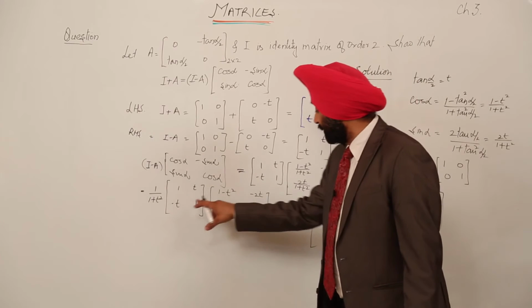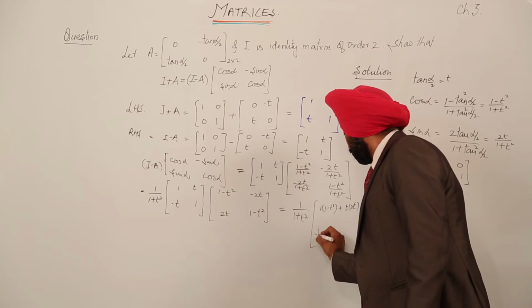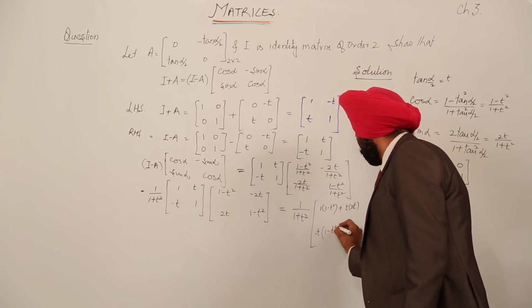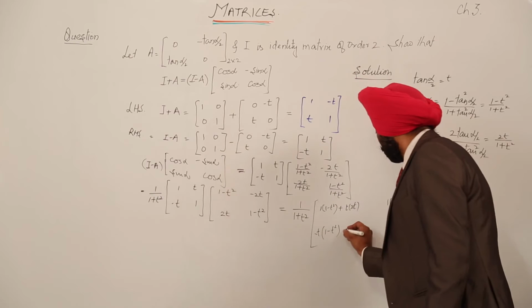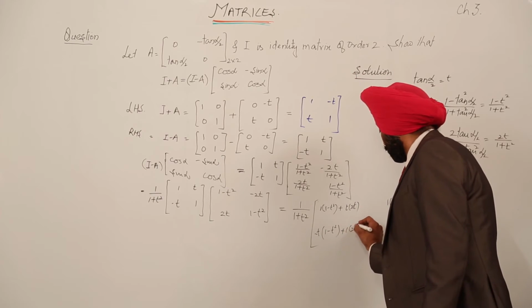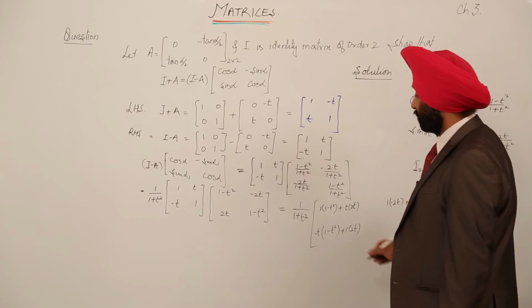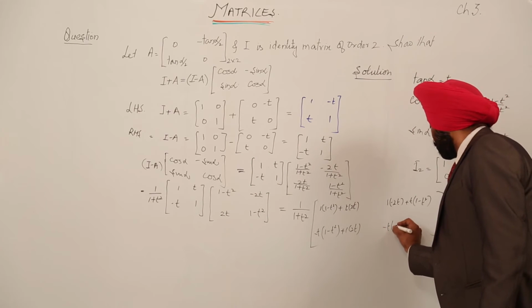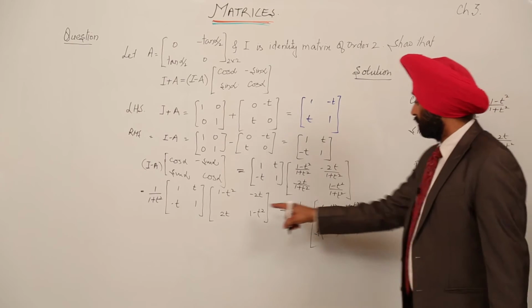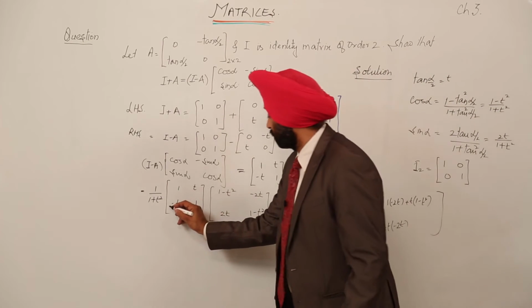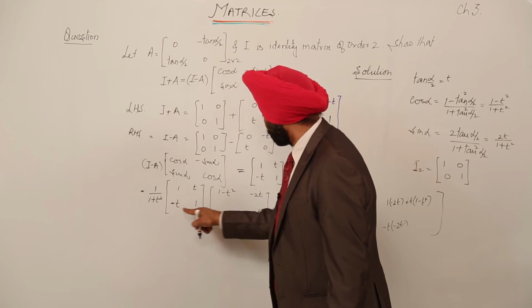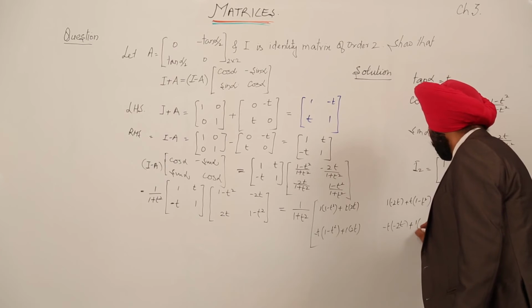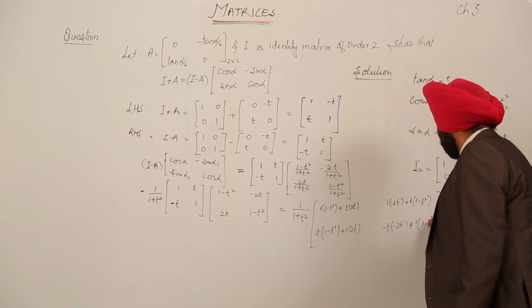Now second row, first column: minus t with 1 minus t square plus 1 with 2t. Similarly, second row, second column: minus t with minus 2t minus t with minus 2t and 1 with 1 minus t square plus 1 minus t square.